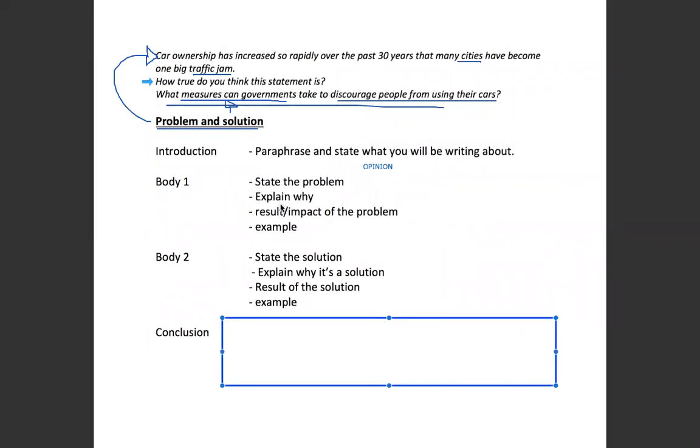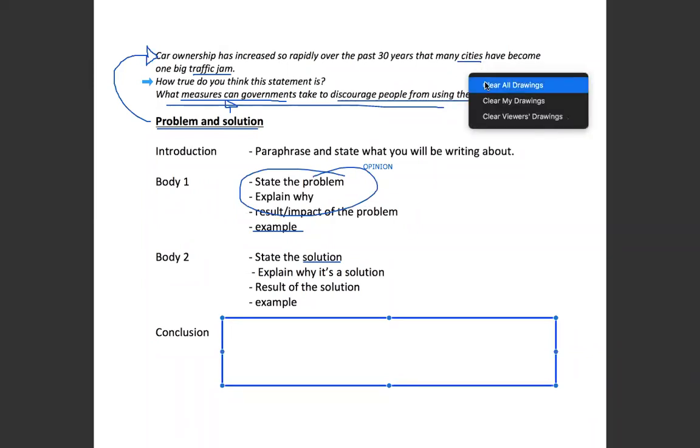That means you need to discuss traffic jams, why they're a problem, what cities, what examples you can think of. And then the second one, you discuss the solution. So if you forget to discuss the problem in detail, you're going to lose marks for that. Okay.